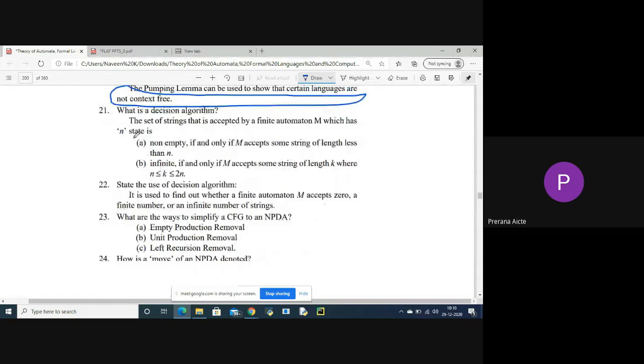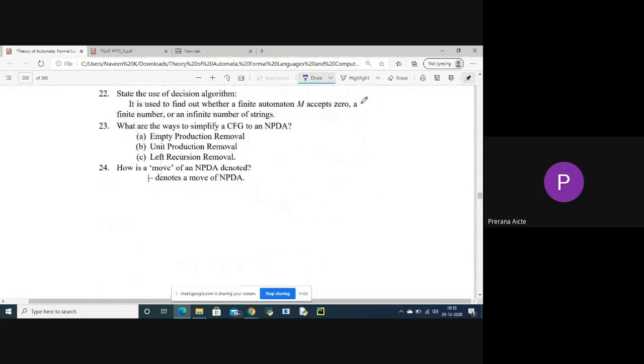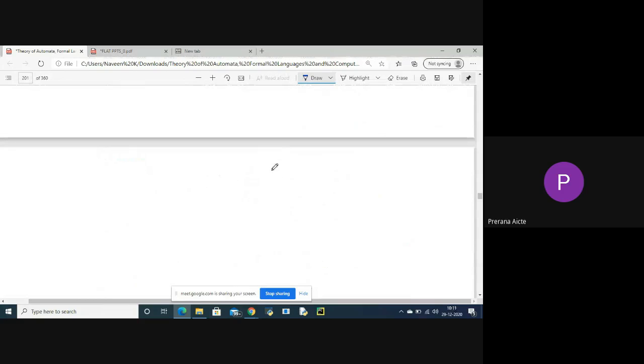Coming to the definition of a decision problem, it is used to find out whether a finite automata accepts zero, a finite number, or an infinite number of strings. It is used to decide what type of inputs the machine will accept. Coming to simplification of context-free grammar, we have three procedures: elimination of useless symbols, elimination of null productions, and elimination of unit productions also.